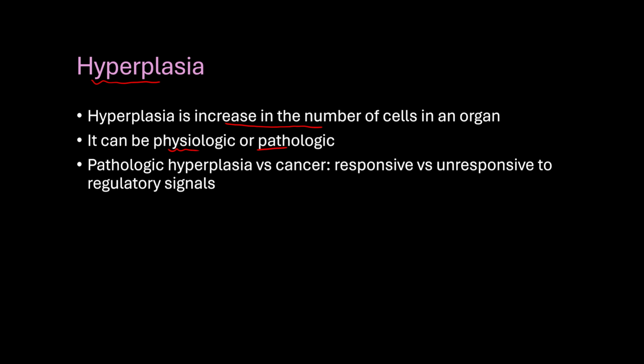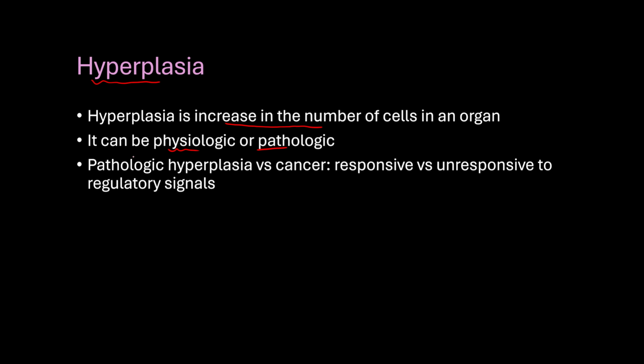An example of pathologic hyperplasia is the endometrial hyperplasia caused by unopposed hormonal stimulation by estrogen. That will lead to this condition, and this will lead to uterine bleeding. Also, benign prostatic hyperplasia occurs due to the androgen and estrogen hormones.